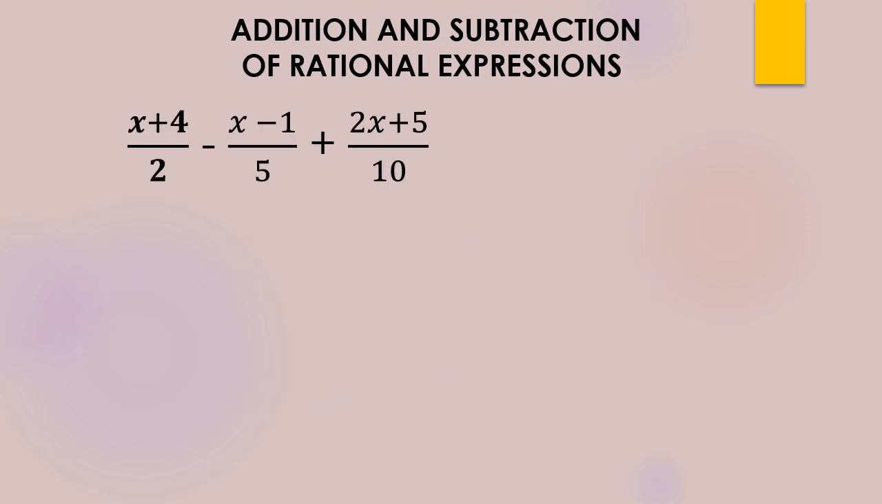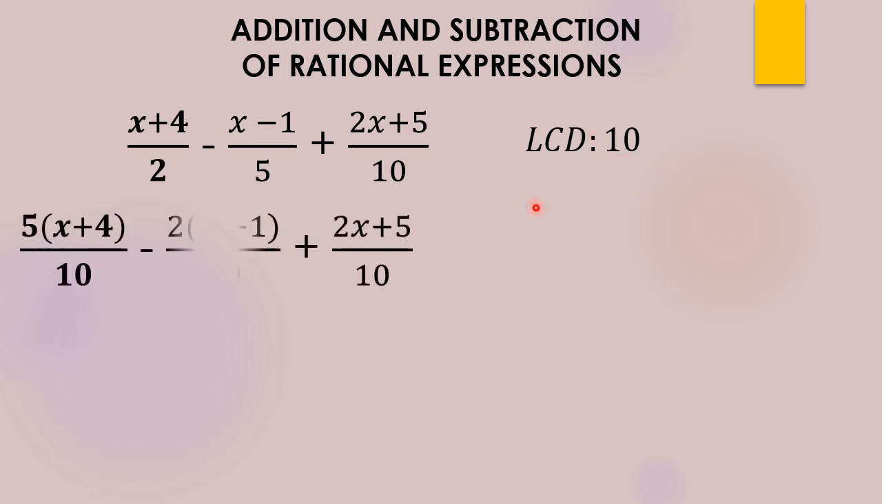I have here another one. x plus 4 over 2 minus x minus 1 over 5 plus 2x plus 5 over 10. So here we have three rational expressions with different denominators. So we need to find the LCD. So LCD is 10 because 10 is divisible by all denominators. It is divisible by 2, 5, and 10.